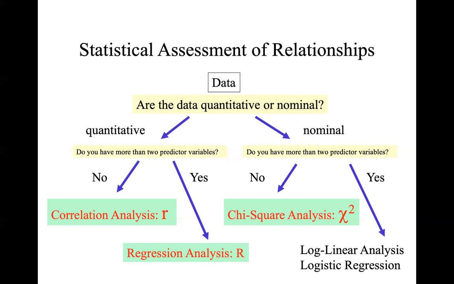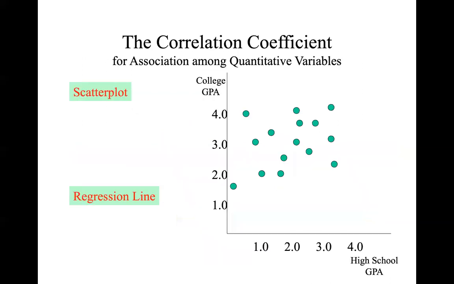If you have two categorical or nominal variables, you end up with chi-square analysis. And when you have three or more categorical variables, you end up with log linear analysis or logistic regression analysis. The most common of all, of course, is the Pearson product moment correlation, or the correlation coefficient.